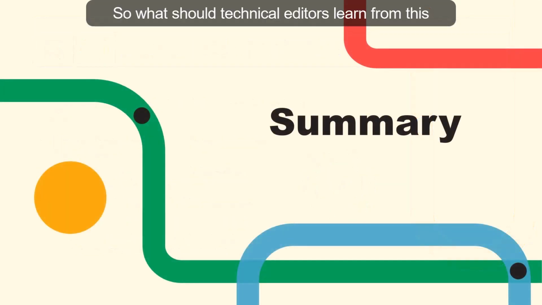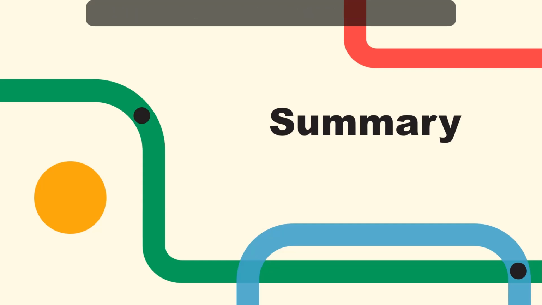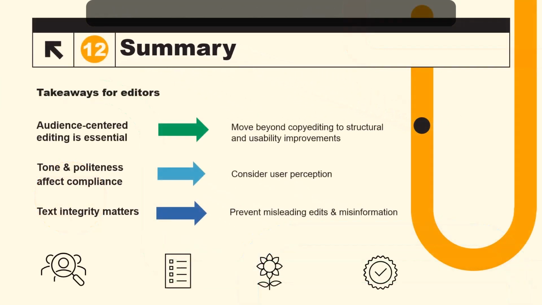So what should technical editors learn from this research? Firstly, editors must practice audience-focused editing, moving beyond grammar and sentence-level correction to usability improvements. Also, politeness affects compliance. Tone influences user trust and engagement. And finally, text integrity matters. Editors must detect misleading text and ensure clarity. They also have an ethical obligation to ensure they're not dangerously persuading readers.